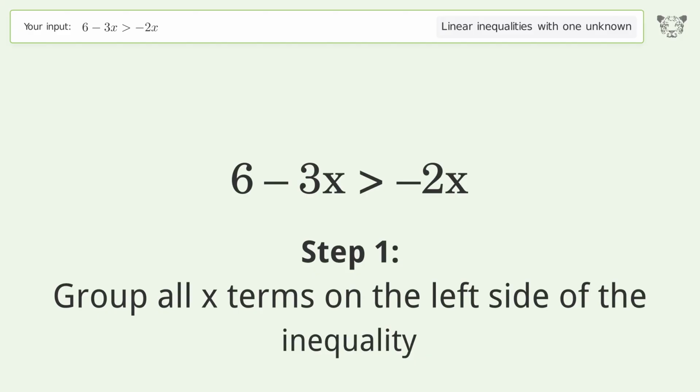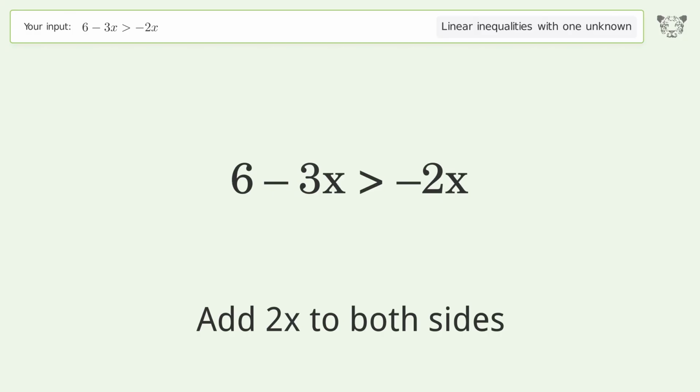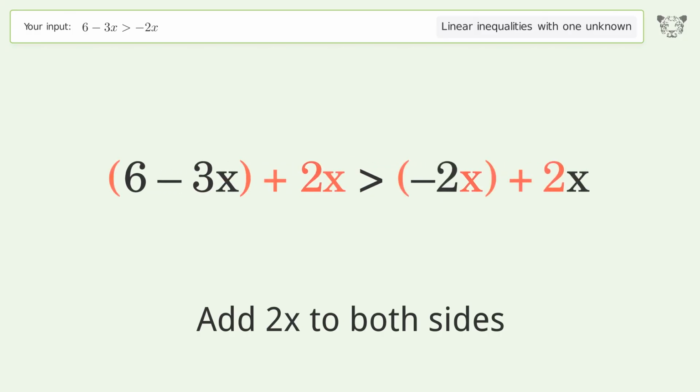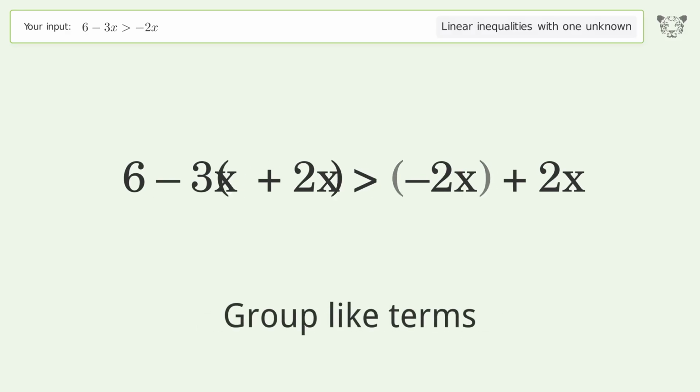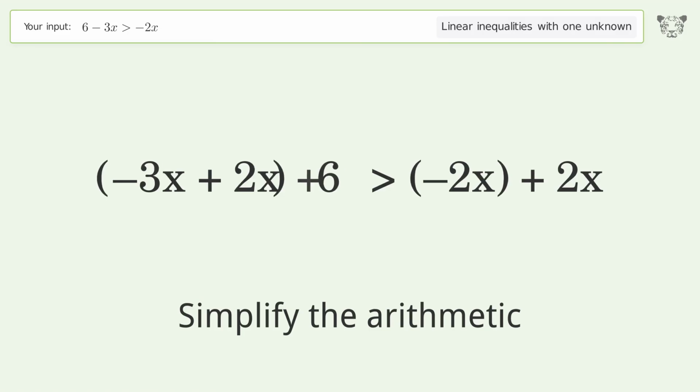Group all x terms on the left side of the inequality. Add 2x to both sides. Group like terms. Simplify the arithmetic.